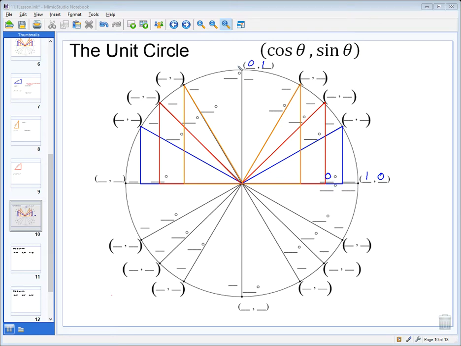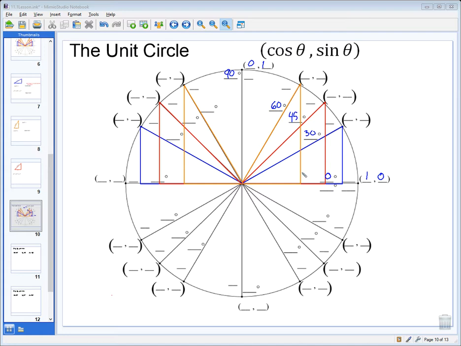And if we go straight up, this is 90 degrees. Now, halfway between 0 and 90 is 45 degrees. And then this first one here is 30, and this third one here is 60 degrees. So you have 0, 30 degrees, 45 degrees, 60 degrees, and 90 degrees.